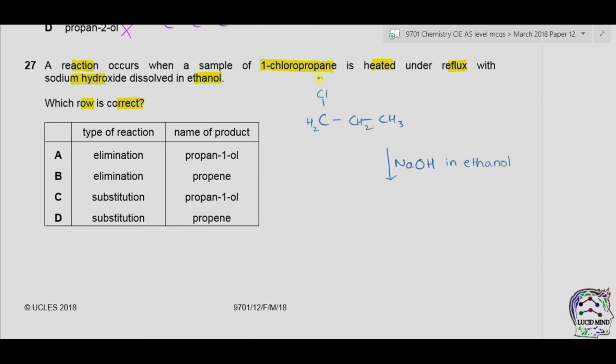In this elimination process, one halogen and one hydrogen from the adjacent carbon is removed and a single bond is converted into a double bond. So an alkene will be produced, along with the removal of HCl. So the type of reaction is elimination and the name of the product is propene, as it is an alkene. Answer is therefore B.